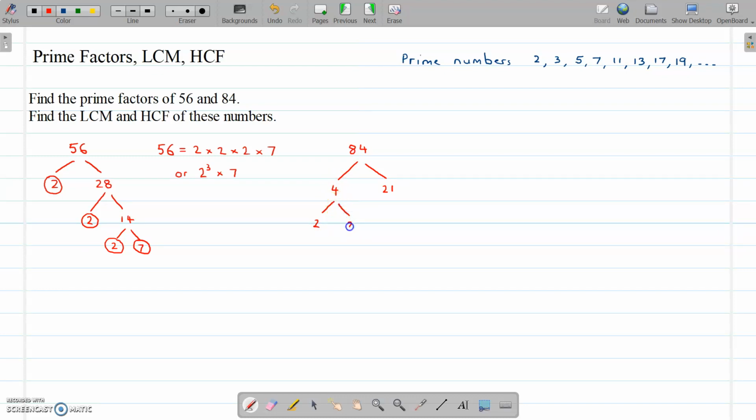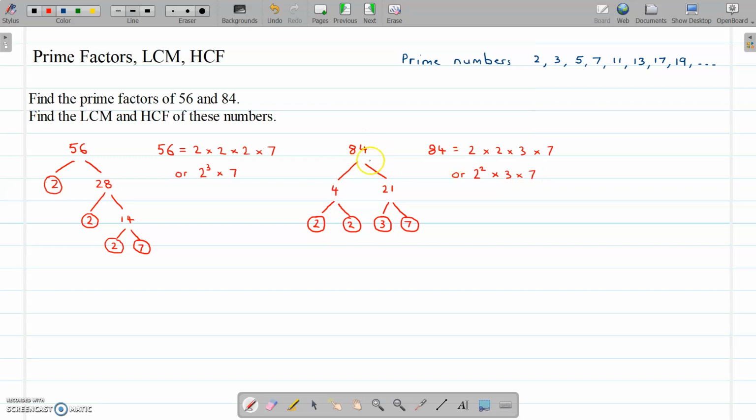The 4 goes into 2 and 2, both of which are already prime numbers, so we can put circles around both of those. The 21 splits into 3 and 7, and again that's it because they are both prime numbers. So we can stop there because we've completed the factorization of 84 to give me 2 times 2 times 3 times 7. That could be written as 2 squared times 3 times 7.